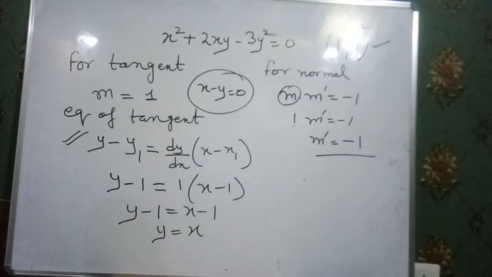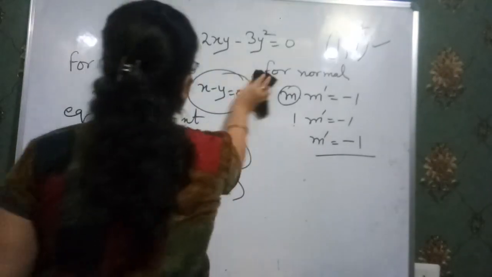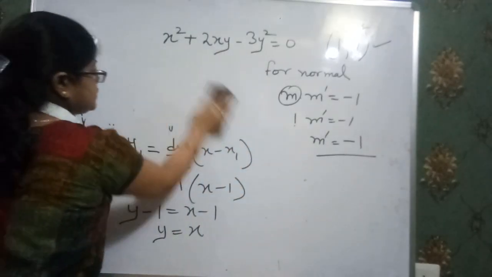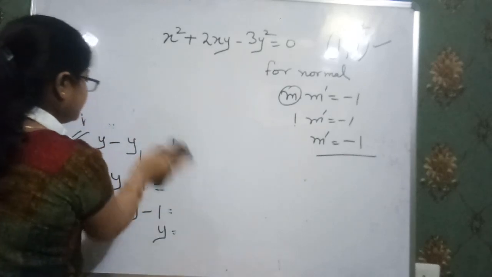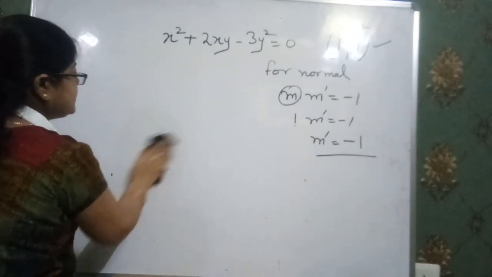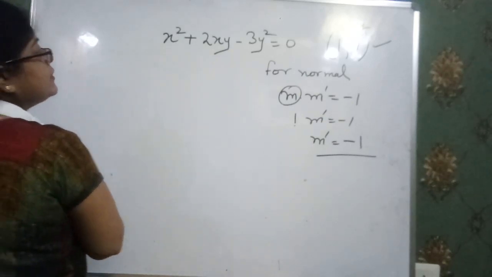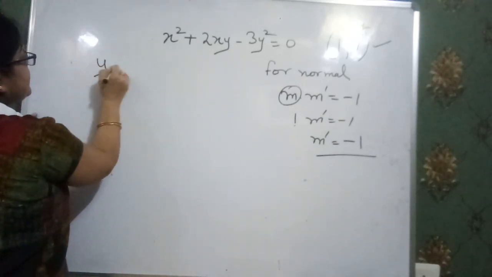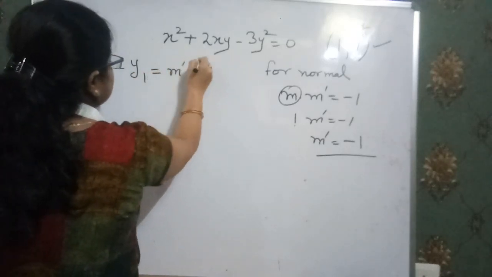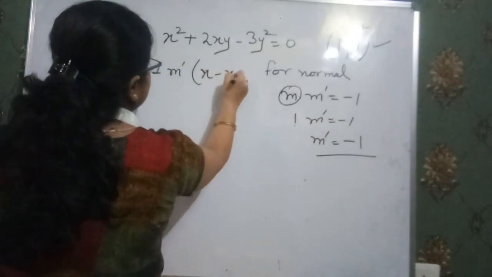Now if we have to find the equation of normal for this same question, what we do, just watch. I think this is the basic concept of how you will find the tangent and normal for any curve. So we again have the same equation, and m dash times x minus x1.